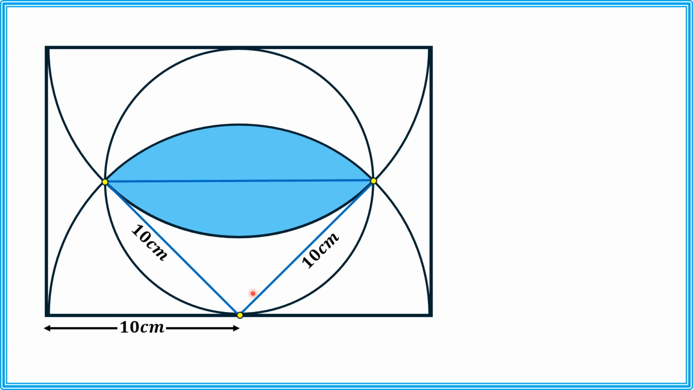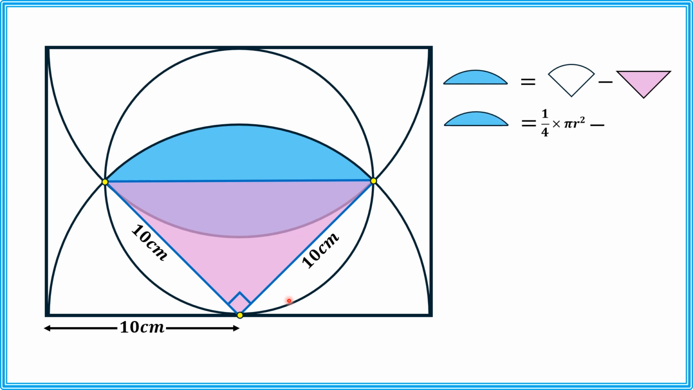then this portion is a triangle. Since this line segment is the diameter of the circle, this angle must be 90 degrees. So this is a right triangle with base and height 10 centimeters. Now we find this blue shaded area is equal to the area of the quarter circle, this whole quarter circle with radius 10 centimeters, minus the area of this right triangle.